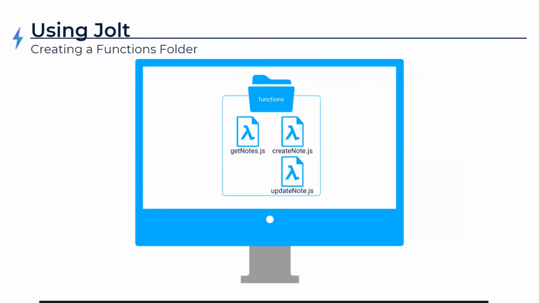Since Bob needs a few Lambdas in order to securely interface with the FaunaDB database, you can define each Lambda as a separate file inside of a functions folder, kind of like the one shown here. And this will be located in the root of his application. For this app, Bob needs a Lambda for getting notes, one for creating notes, and one for updating notes. But unless Bob can write perfect bug-free code, he'll probably want to test these out before he deploys them.